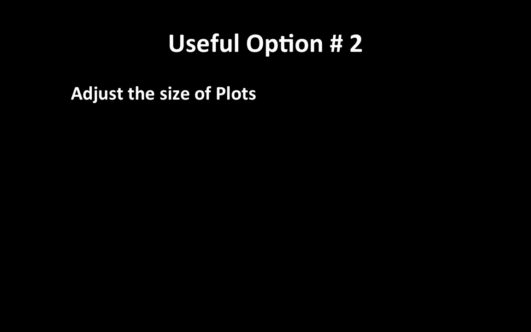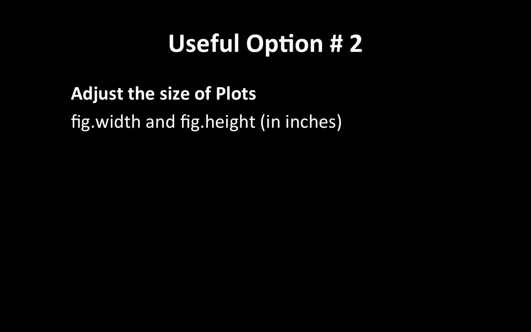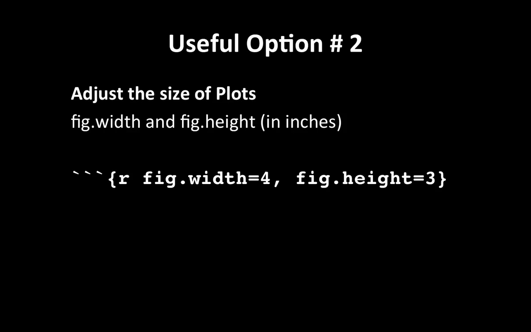And a second useful option is when I want to adjust the size of my plots. There are two options, fig.width and fig.height, in inches. So within the three backticks and curly braces R, I would say fig.width is equal to 4, fig.height is equal to 3, and then my plot code will go here. If I do this, I'm generating a figure, a plot, which is 4 inches wide and 3 inches tall.